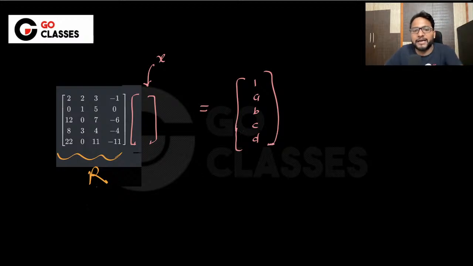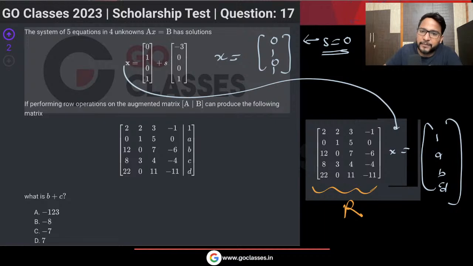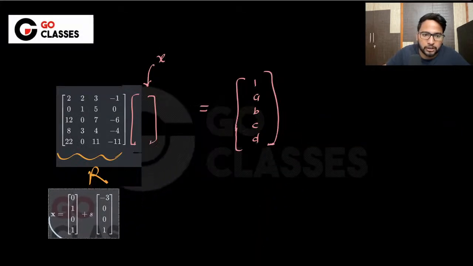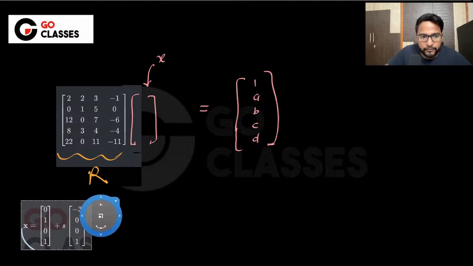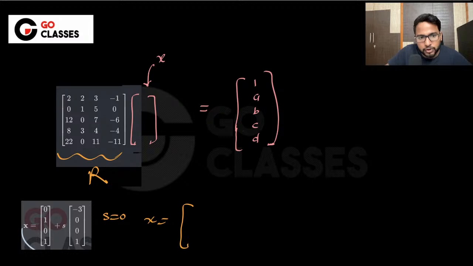So you can take any x, since it is parametric form. Let me just see if s equal to 0 will work. You can take s equal to 1, s equal to 0, any x from here. Let's suppose s equal to 0, I'm getting x equal to 0 1 0 1, right? You can try putting this 0 1 0 1. If it doesn't solve my purpose of getting b and c, let's just see.